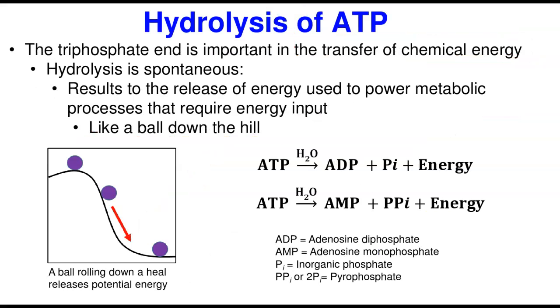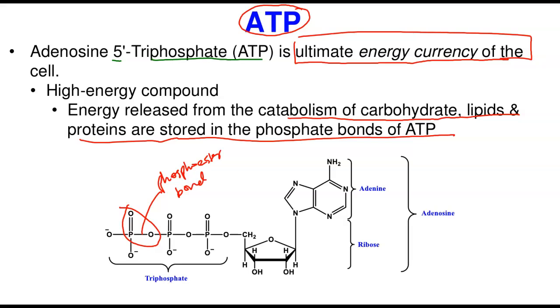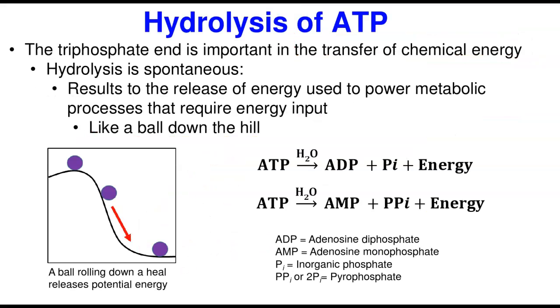All right, we now go to how does ATP function? How does it release this energy? So hydrolysis of ATP. The hydrolysis of ATP actually releases a huge amount of energy because, now let's see, the triphosphate end, remember this triphosphate end is where that energy is stored. The triphosphate end of ATP is important in the transfer of chemical energy in the body. So the hydrolysis of that triphosphate end is spontaneous.